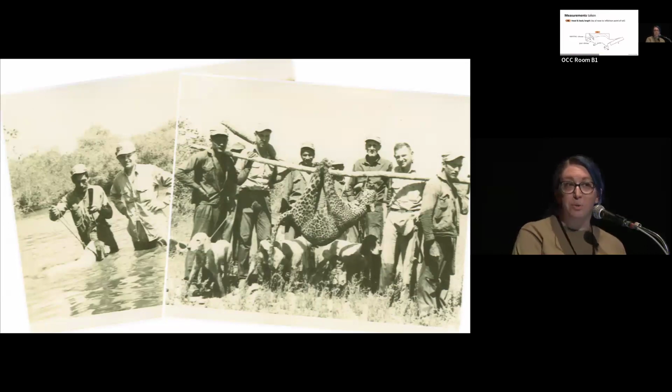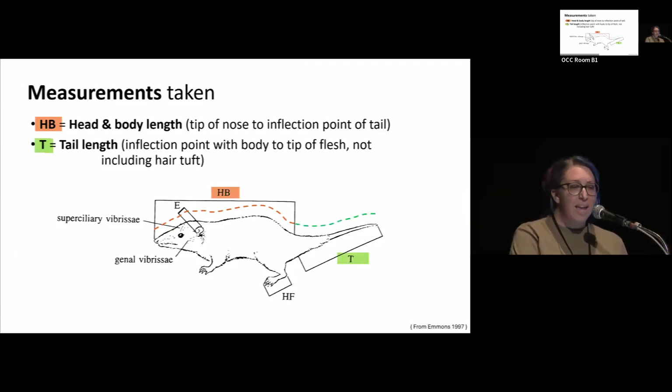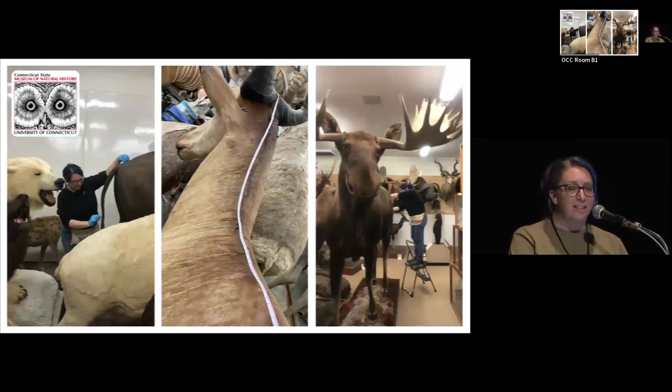So we had to take the measurements now using mounts. The measurements that I took with help of one of my students were HB, or head body length. This is from the tip of the nose of the mammal to the inflection point of the tail. And I also took tail length, abbreviated T, which is from that inflection point of the tail with the body to the tip of the flesh, not including the little hair tuft. So think of a lion's tail, it has a little tuft on the end. We didn't consider that, just where the tip of the tail of the skin ends on the tail.